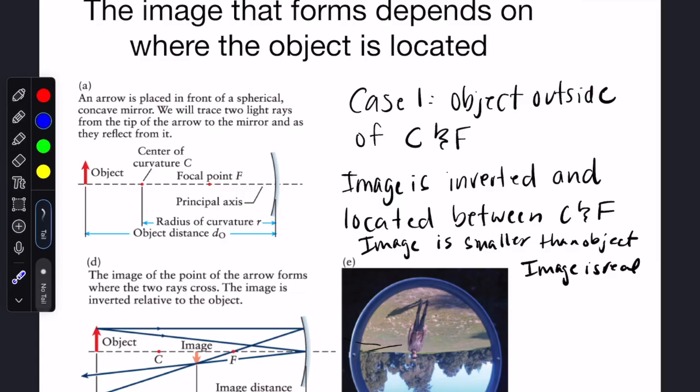The second ray we're going to draw is going to go to the center of the mirror, and it's going to bounce off, angle in equals angle out, and it's going to go this way.